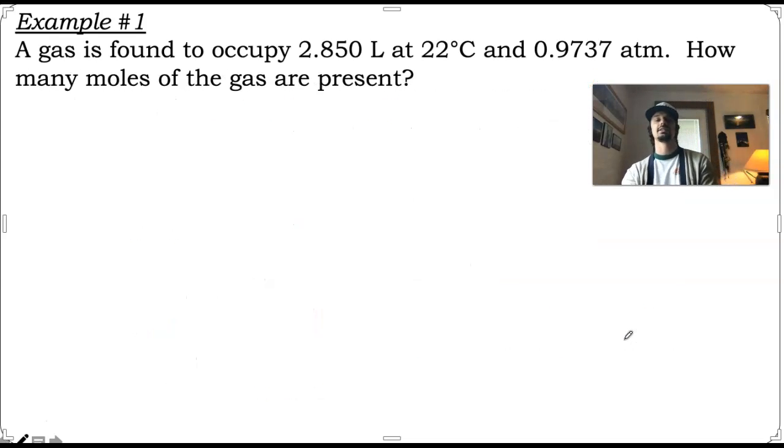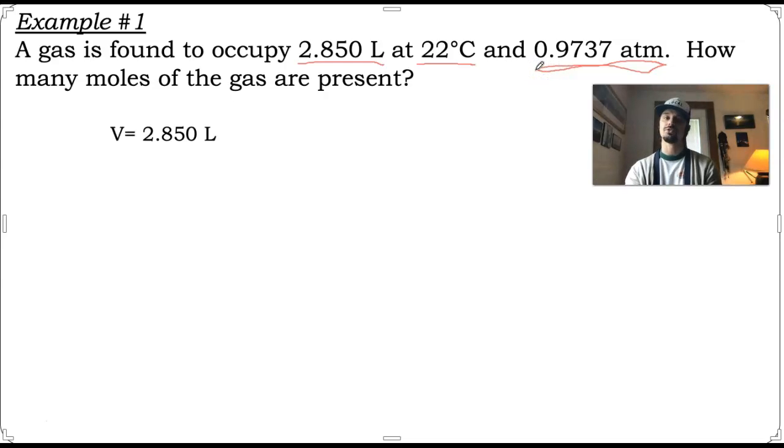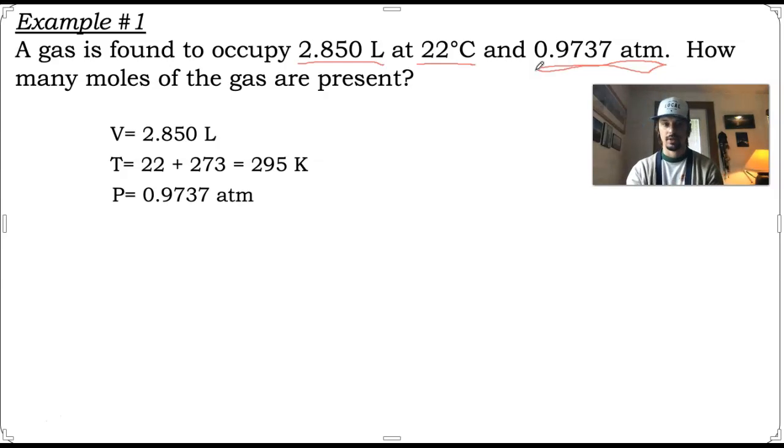All right, so let's do example number 1. A gas is found to occupy 2.850 liters. So again, that's a variable. I like to underline it. At 22 degrees Celsius, a variable, I underline it. And 0.9737 atmospheres, a variable, I underline it. How many moles of gas are present? So my volume, my temperature, my pressure, I'm looking for N.